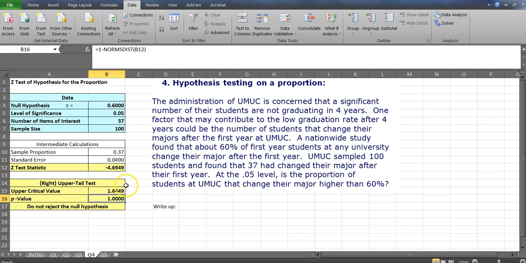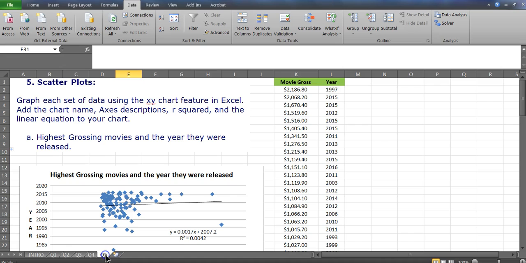Okay, so we're not rejecting the null. However, this p-value, once again, is greater than 0.05. So again, that further supports that you're not rejecting the null. Okay, and make sure you put this in the context of the problem about the UMUC proportion of students that change their major. Just don't say reject or accept a null. Make sure you do that for the other problems as well. Context is important. You're testing a hypothesis within a context.